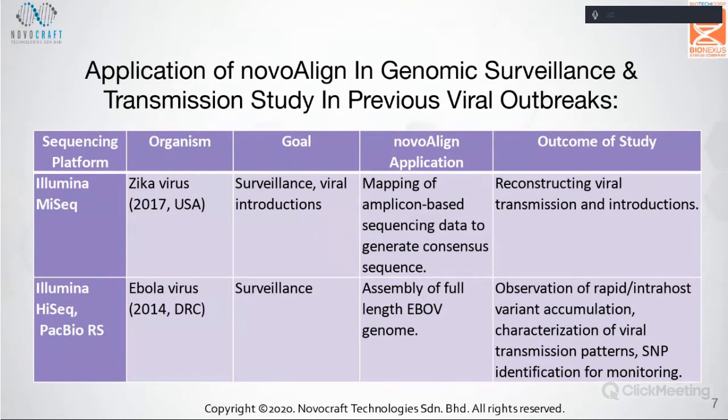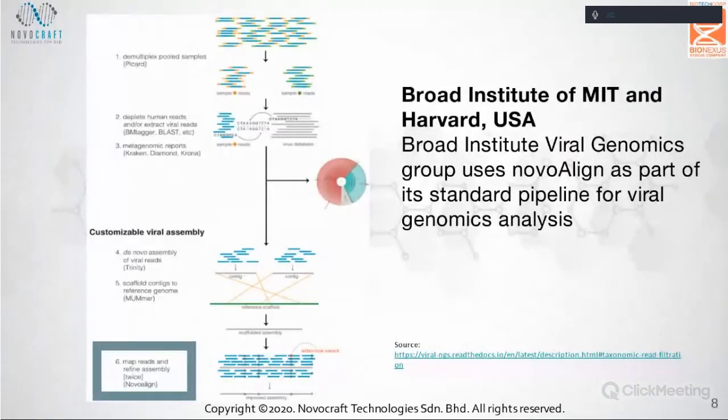novoWorx is our flagship alignment software that is compatible with various major short-read NGS platforms. It can be used to align short-read data from Illumina, MGI, Ion Torrent, among others. novoWorx has made a significant investment in developing highly precise and accurate tools. novoAlign especially is used as part of standard protocols for several organizations. Here, Broad Institute Viral Genomics Group used novoAlign as part of its standard pipeline for viral genomic analysis as highlighted in the figure.